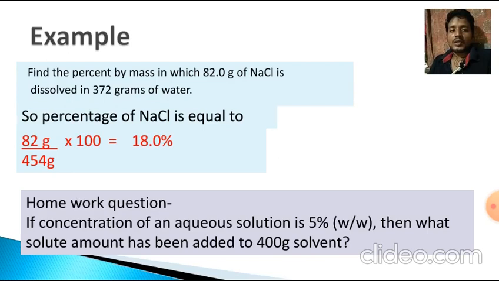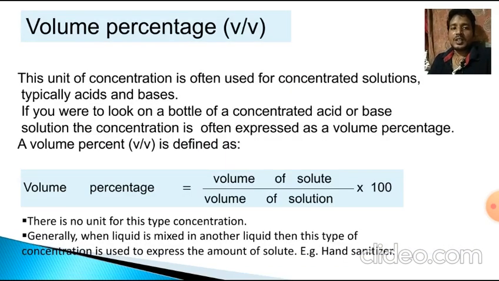Now let the volume of acetic acid be x. So x by 350 is equal to 0.05, which is equal to 5 by 100. 5% is equal to 0.05. So x is 17.5 ml. As home task, you can calculate the volume of isopropyl alcohol in 450 ml of hand sanitizer of 72.2 volume by volume concentration.